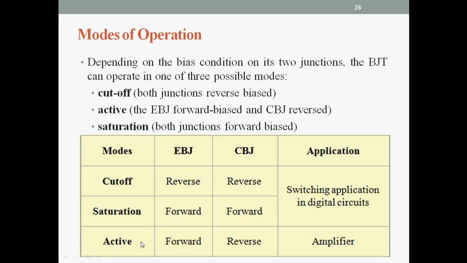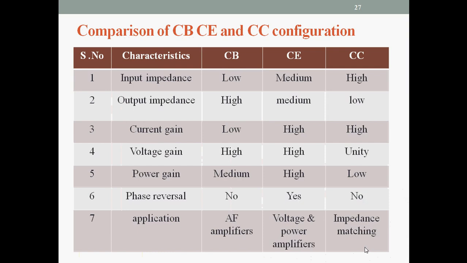For the active mode of the transistor, the emitter base junction is forward biased and the collector base junction is reverse biased, and it can be applied as an amplifier in most applications. A specific application is in audio applications.